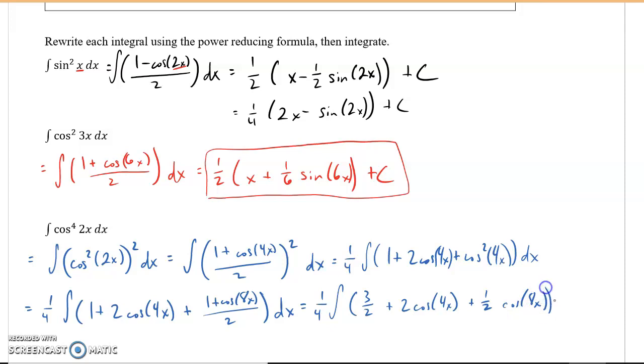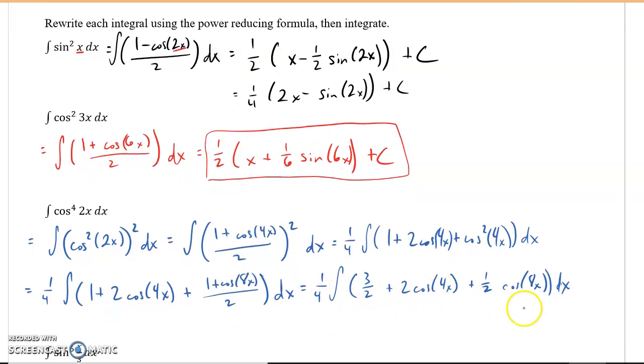If you feel like distributing that 1/4 out front into everything, you can. If you feel like factoring out a 1/2 so there aren't any fractions here, that's fine too. The world is your oyster. But I'm going to leave it as is. And let's see, the 3/2 turns into 3/2 x. The 2 is going to get divided by a 4. 2 over 4 is 1/2.